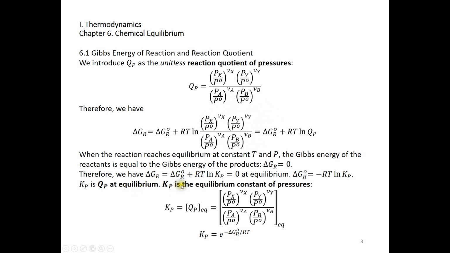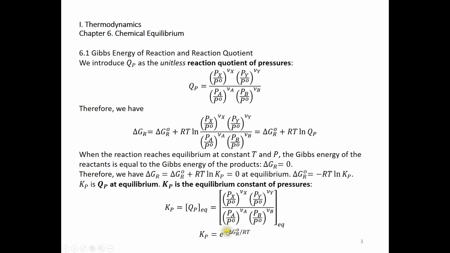So K sub P has a name. It's called the equilibrium constant of pressures. This P stands for pressures, and K sub P is the equilibrium constant of pressures. Again, K sub P is simply Q sub P at equilibrium. And then after we write this Q sub P, we need to add EQ in the subscript. And we can compute K sub P given the standard Gibbs energy of reaction. So K sub P is equal to e to the power of negative standard Gibbs energy of reaction over RT.